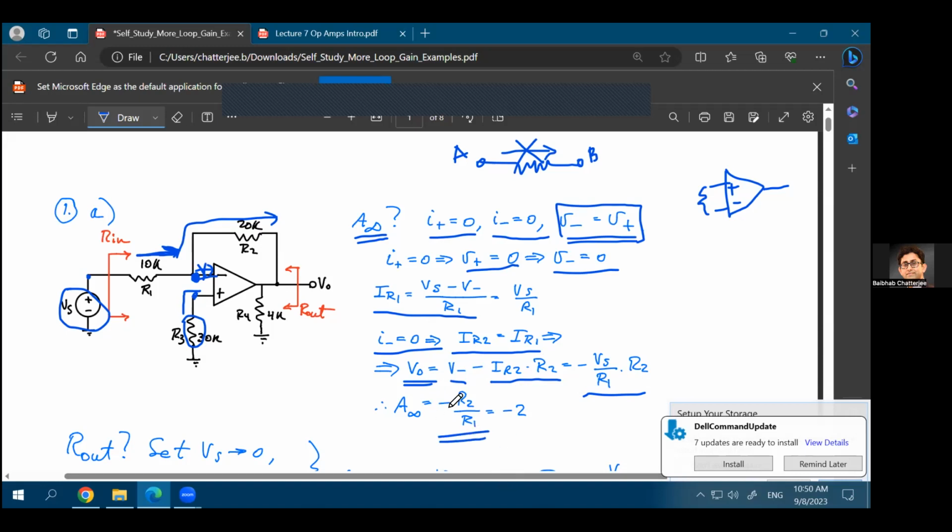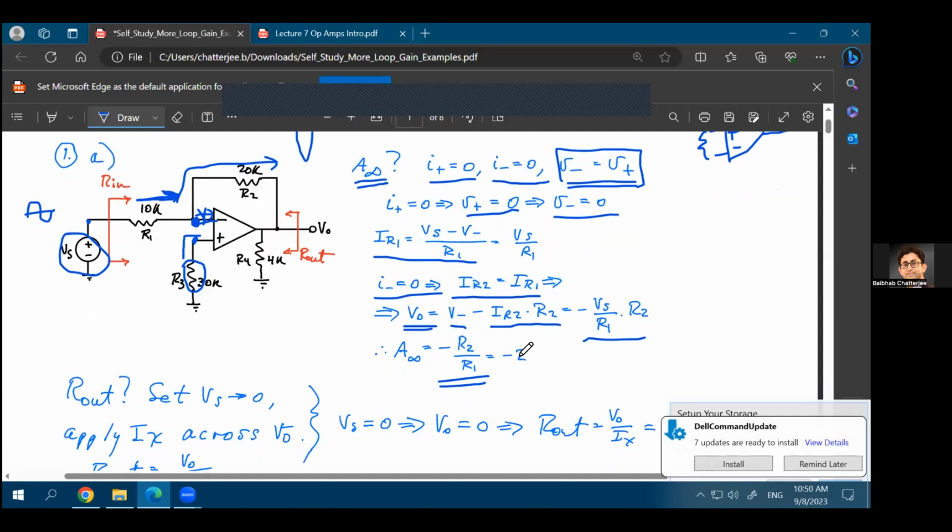So you see that there is a negative sign, which means that this is an inverting op-amp configuration. And inverting op-amp only means that if your input voltage looks like a sinusoid like that, the output voltage will be an amplified version of that sinusoid, but also with 180-degree phase difference. That's all it means by having a negative sign at your gain.